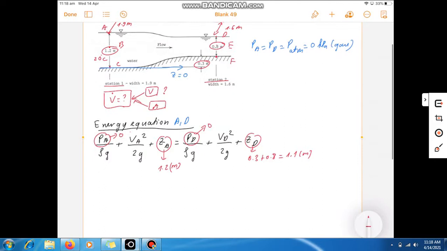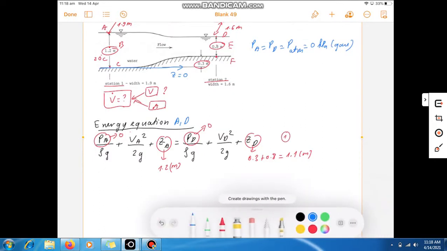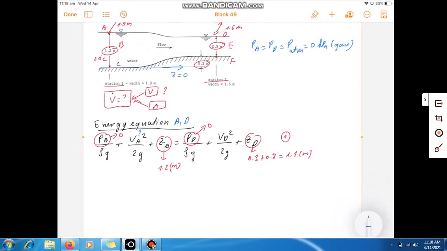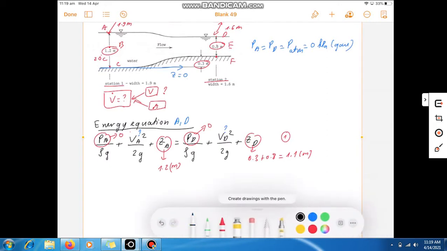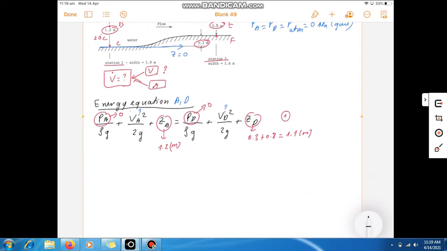Okay, so you see in this equation, I call this one equation 1, we have two variables, VA and VD. We don't know VA and VD. So to find two variables, we need two equations. In this case, we have one. So we have to find one more equation. At this moment, we only have the energy and mass conservation equations.